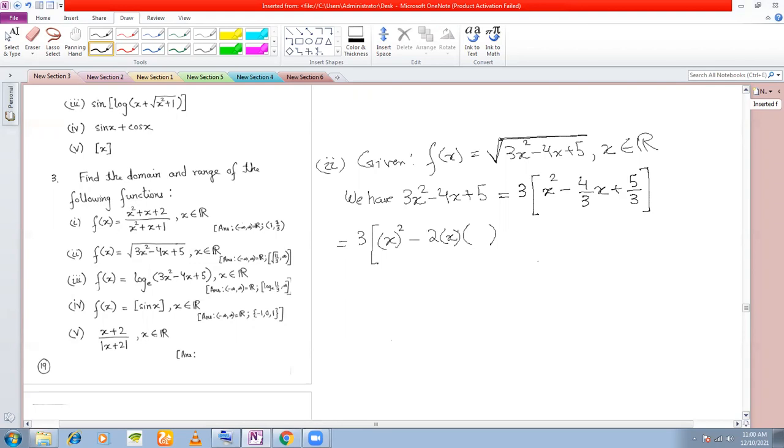b here should be 2 by 3, because I need 4 by 3 here. Now this becomes your b. So you add a b square term here. And because you have added a b squared term, you remove this b squared term. And what is the only term that is left? Plus 5 by 3.